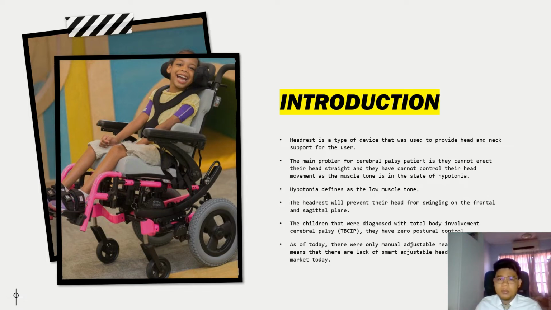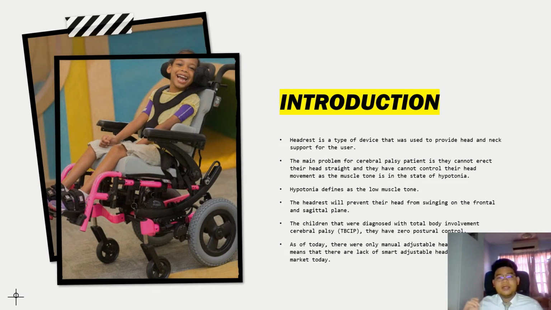So the main problem for cerebral palsy patients is they cannot keep their head erect and straight, and they cannot control their head movement as the muscle tone is in a state of hypotonia. So what is hypotonia? Hypotonia is defined as low muscle tone, and this also means that the headrest will prevent their head from swinging in the frontal and sagittal planes. The frontal plane is basically the forward and backward plane, and the sagittal plane is the side to side plane.